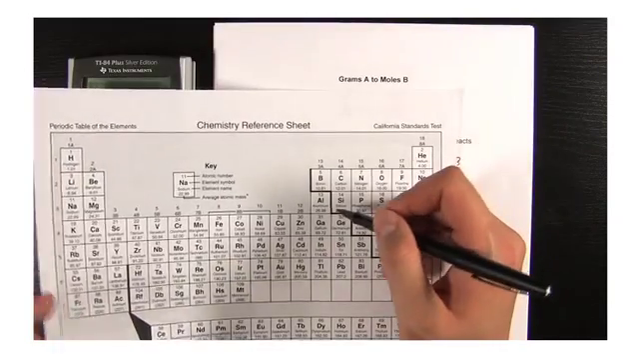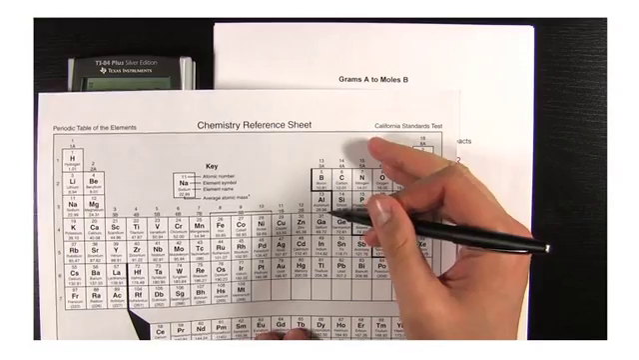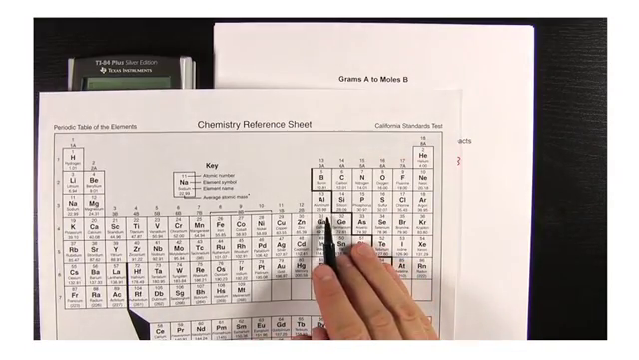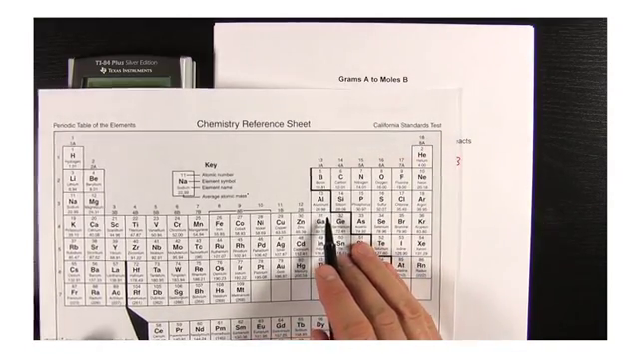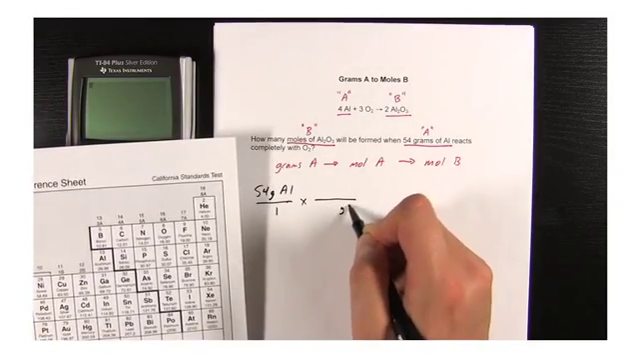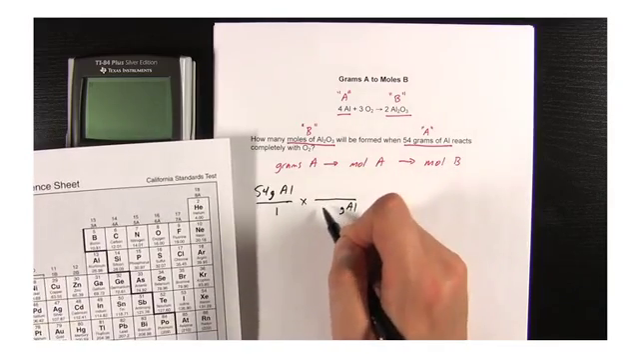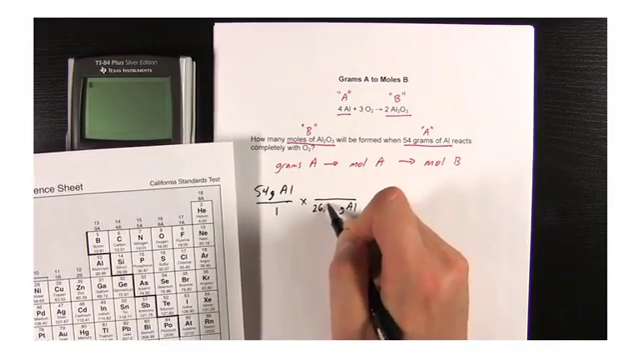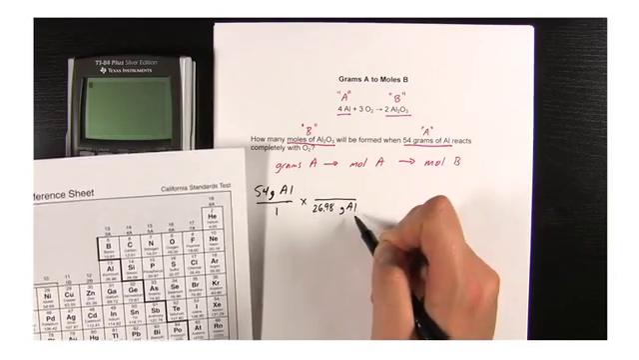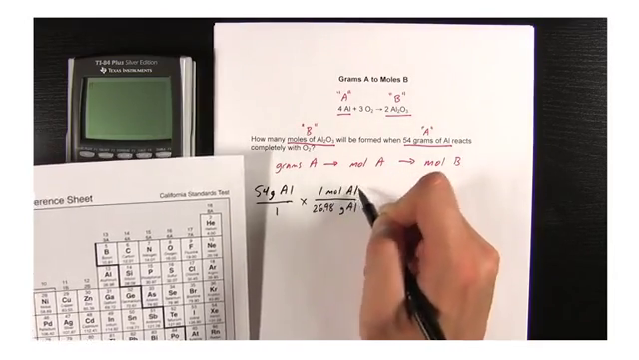So, I happen to have a periodic table here, of course, and you can see here that aluminum has a mass of 26.98 grams for every 1 mole. So I'm going to write that mass down here because I want grams of aluminum to cancel. So I'm going to write 26.98 grams of aluminum there, and that is the mass of 1 mole of aluminum.